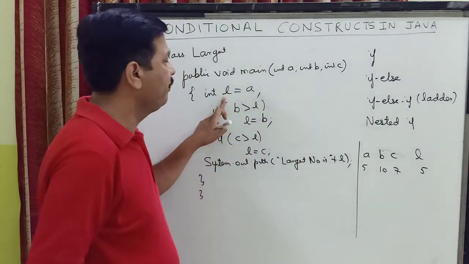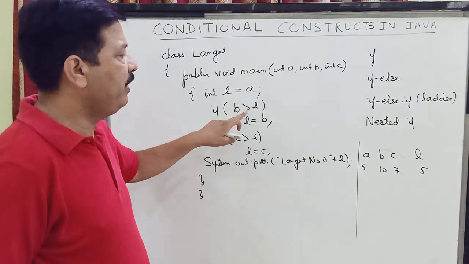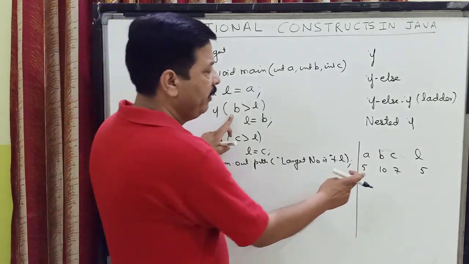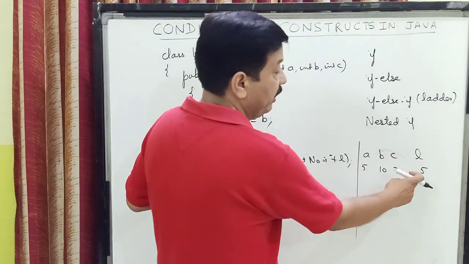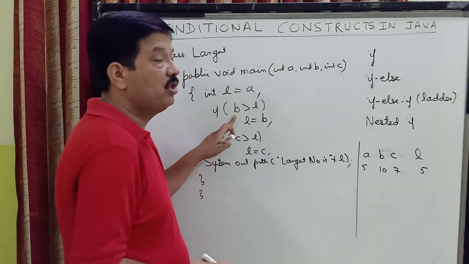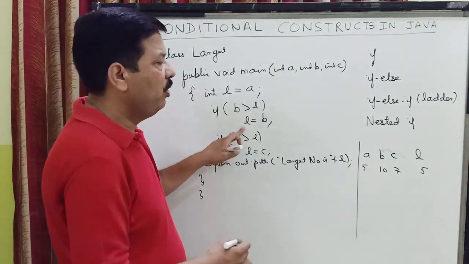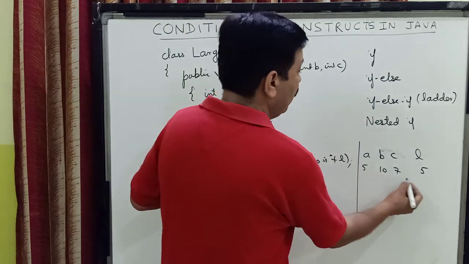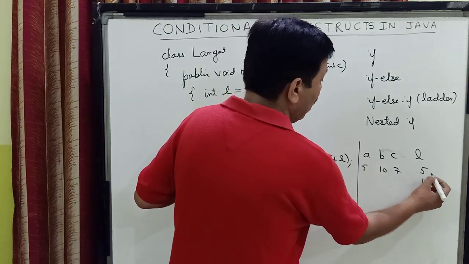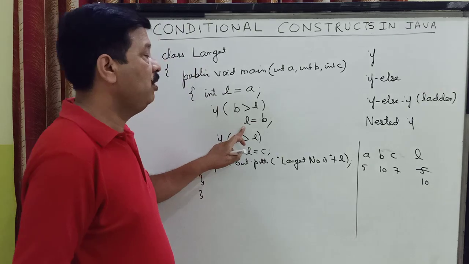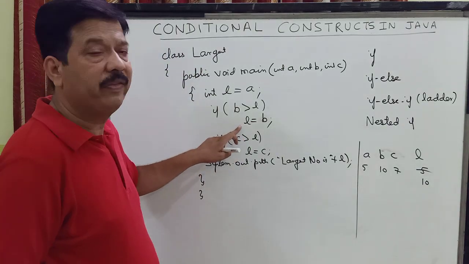This is okay. Now I check whether B is greater than L. So is B greater than L? Yes or no? Yes, it is greater than L. So this condition becomes true, and this statement gets executed. So in L, we now have the value of B. The old value will get erased and L will store the new value, that is 10.